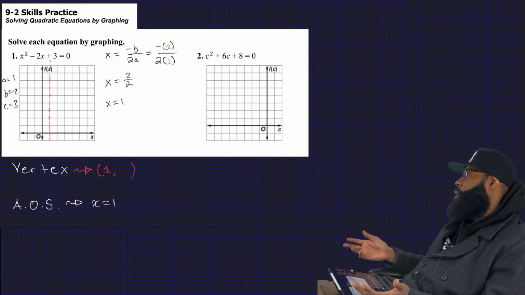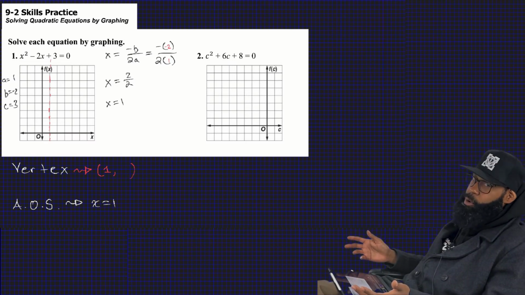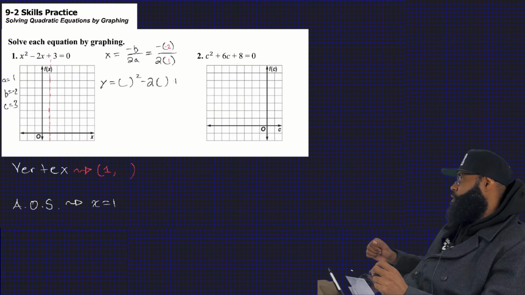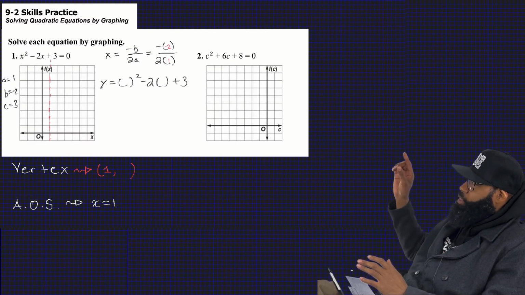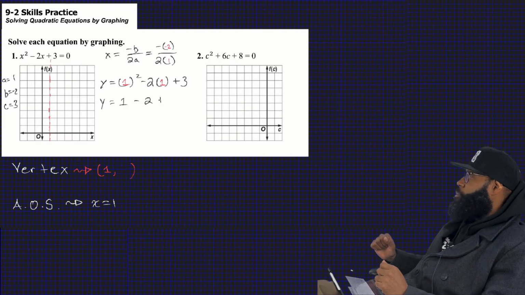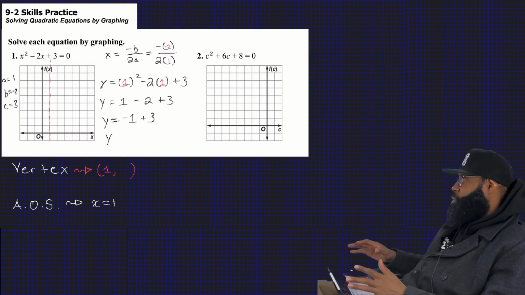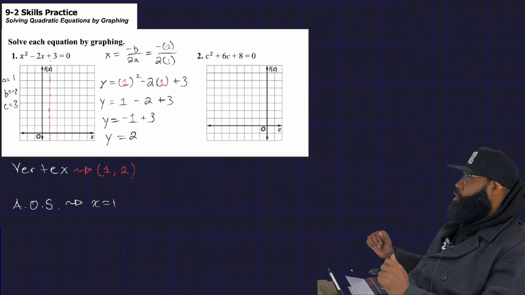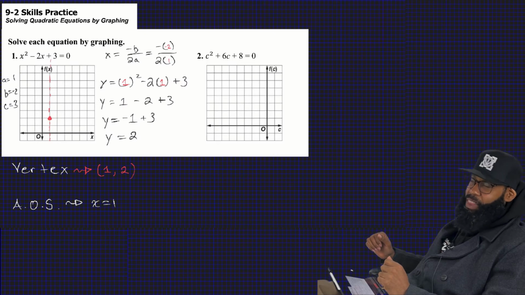What else do we have to do? Anybody remember? Here it is, guys. Not only do you need an x value, you need a y value, right? So if I have an x value, y is equal to x squared minus 2x plus 3. All we're doing is replacing the 0 at the end of that quadratic and making it y. So when x is 1, what is y? y is 1 squared minus 2 times 1 plus 3. y equals 1 minus 2 plus 3, which is negative 1 plus 3, which gives me 2. So my vertex is 1, 2. Let's go ahead and plot that.